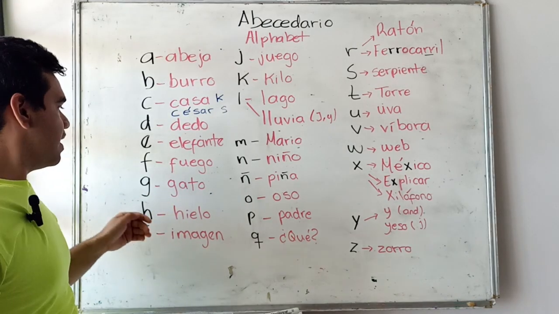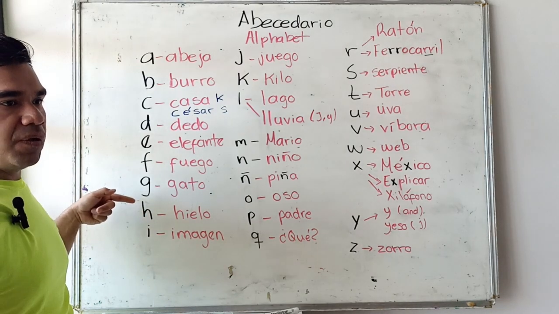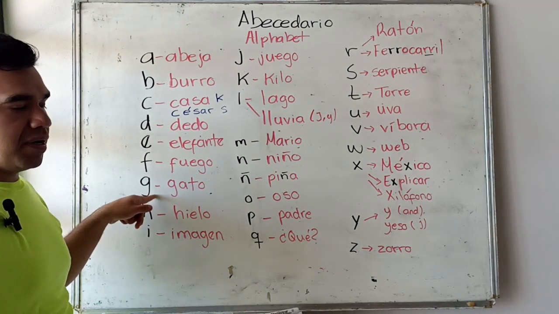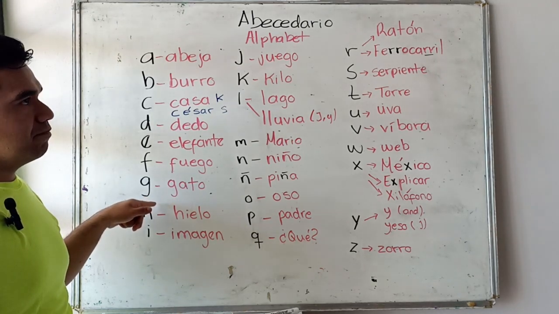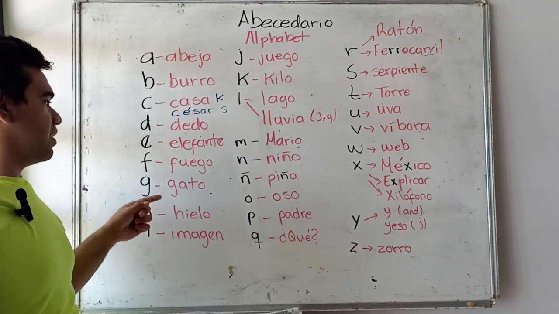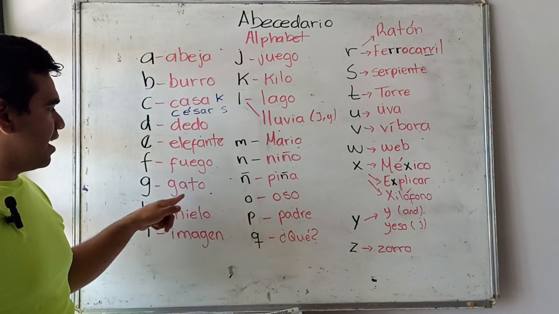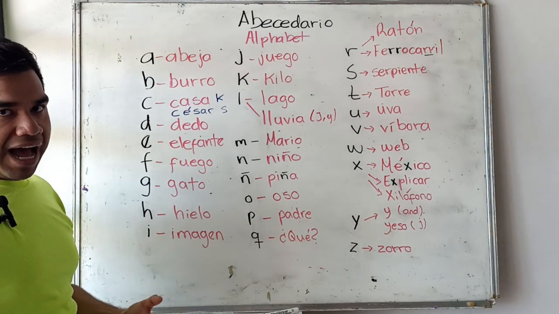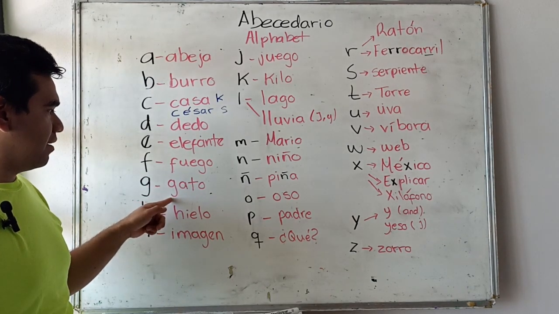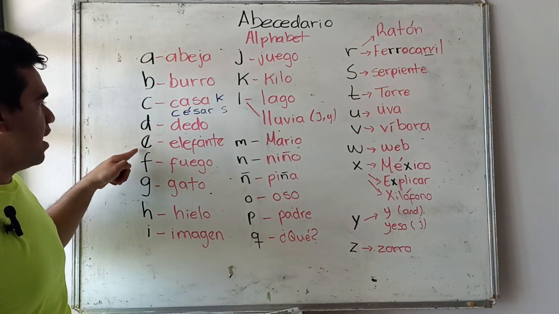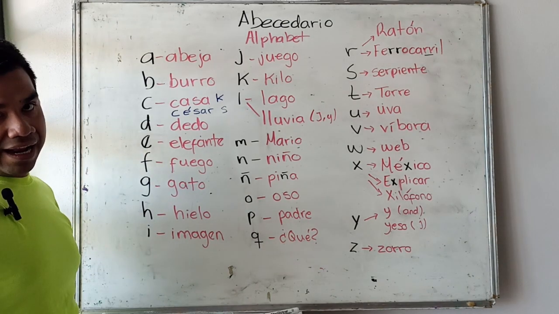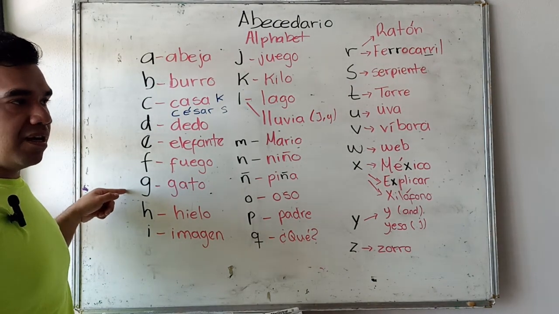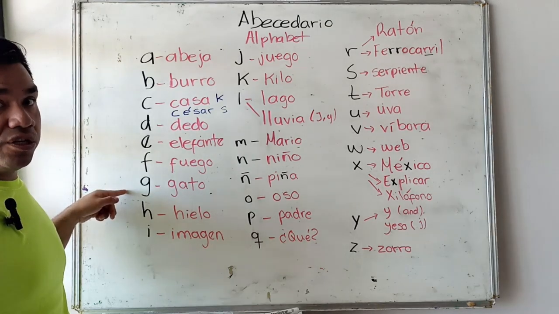Gato. Now, depending on the vowel you're using as well, the sound of this letter is going to change. For instance, G and A is going to be "ga". G and the letter E is going to be "he". Okay? Depending on what vowel you're using in a word, it's going to change, right?